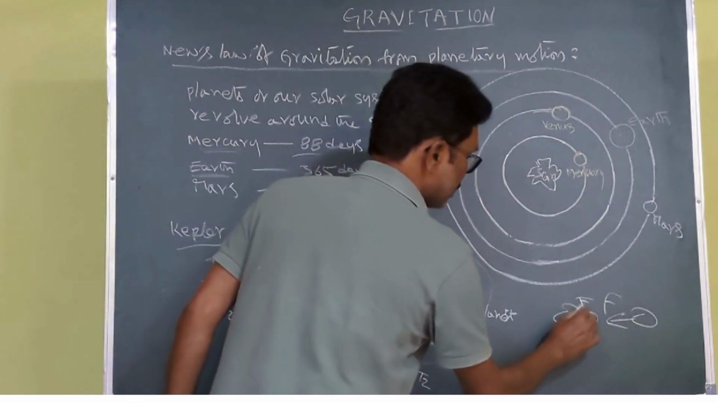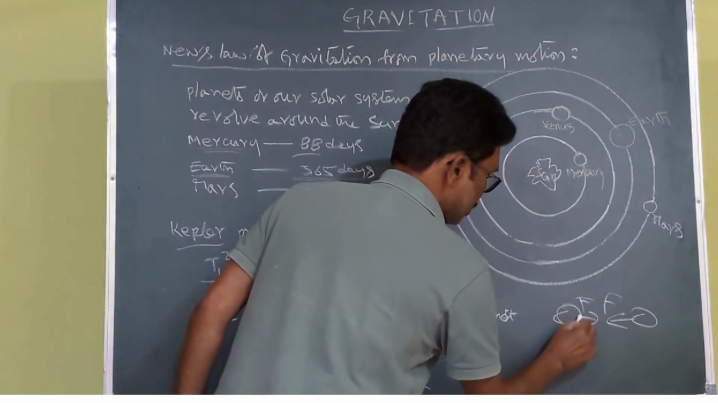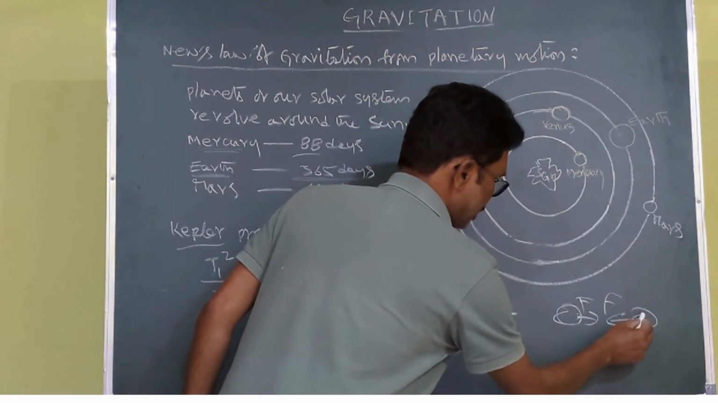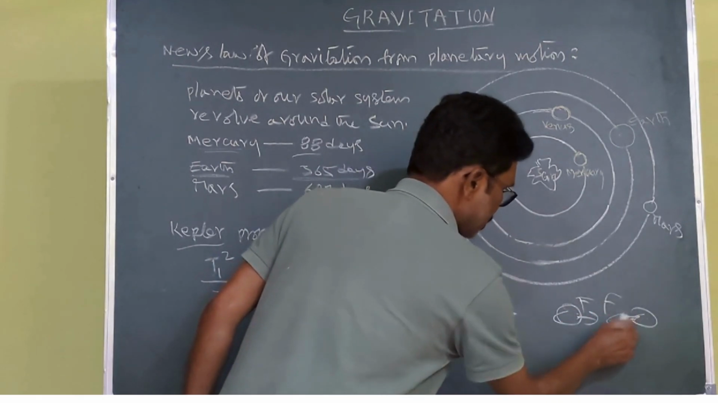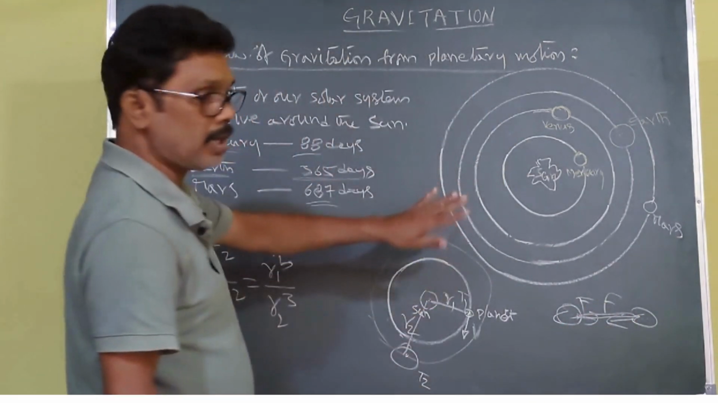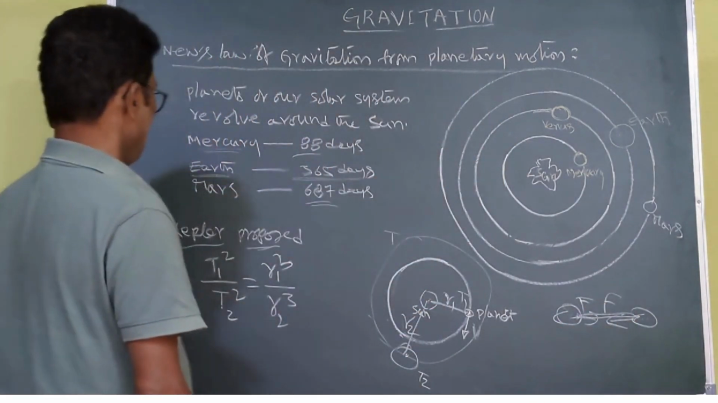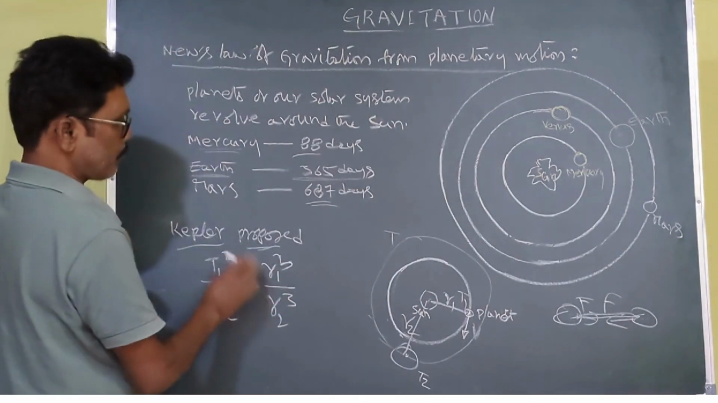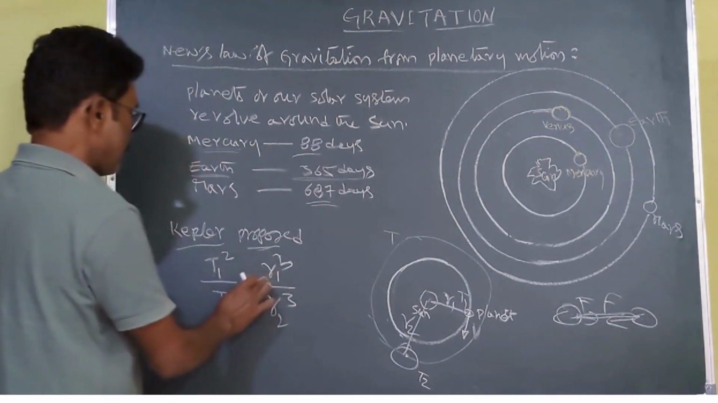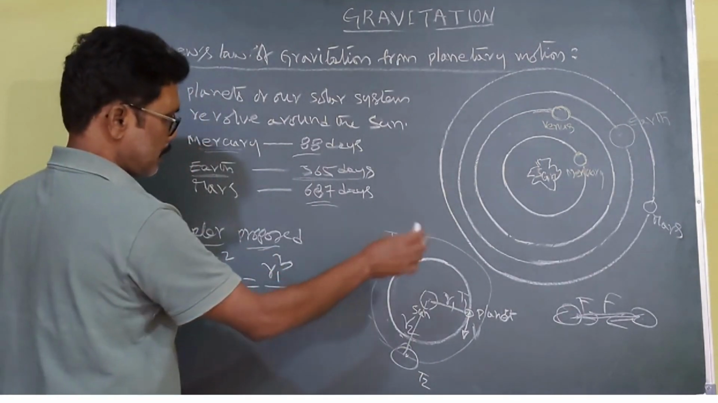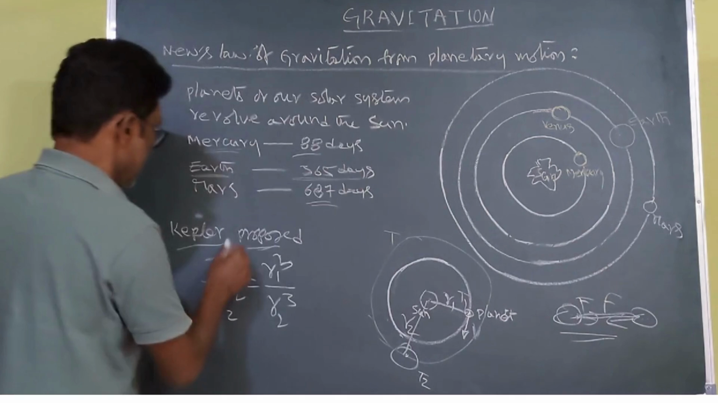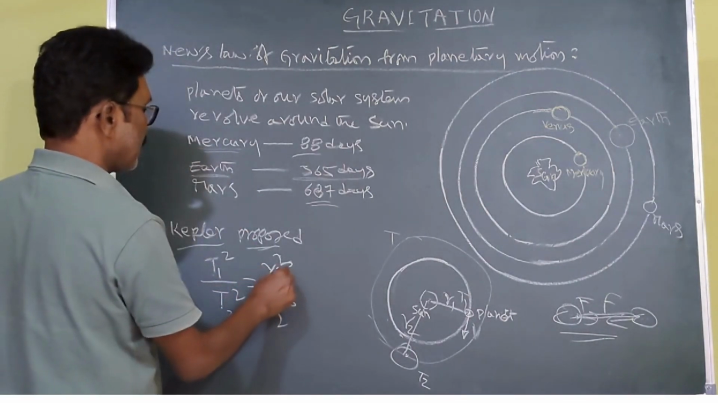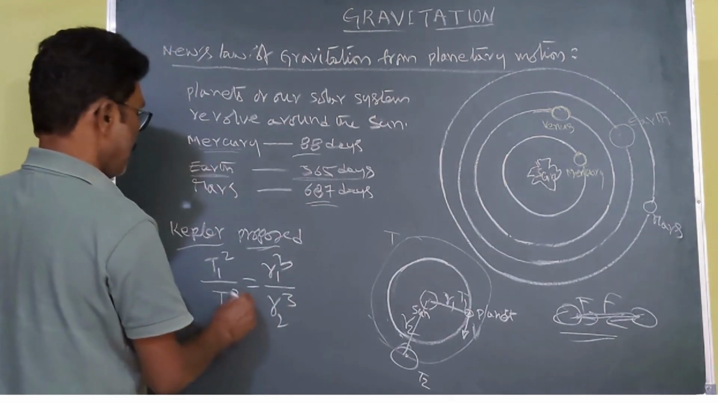The same force is exerted by this object on that one, and by that object on this one. This is the radius. On the same principle and concept, Kepler also proposed this relation. By using this concept, Kepler proposed T1 squared divided by T2 squared equal to R1 cubed divided by R2 cubed.